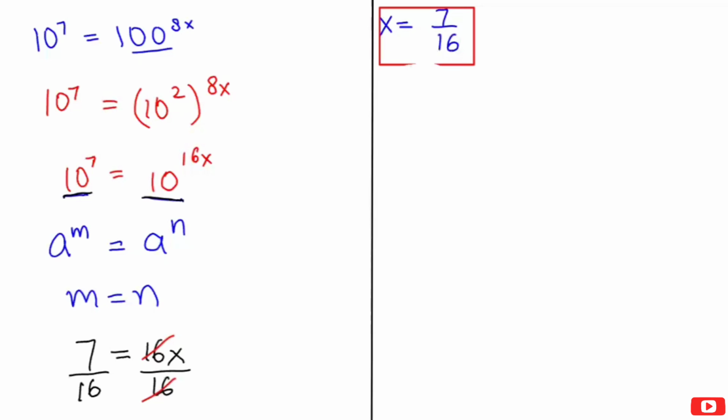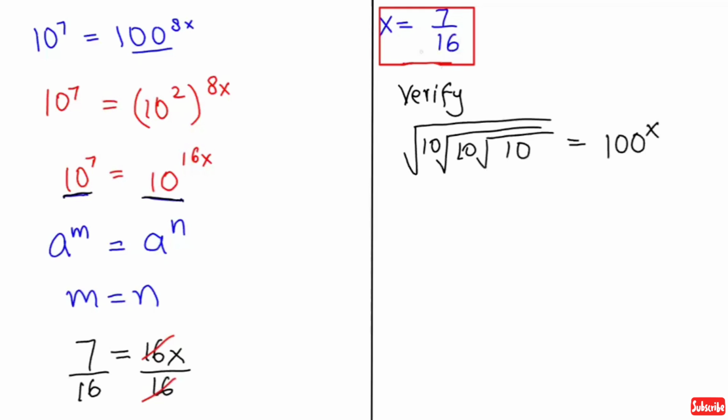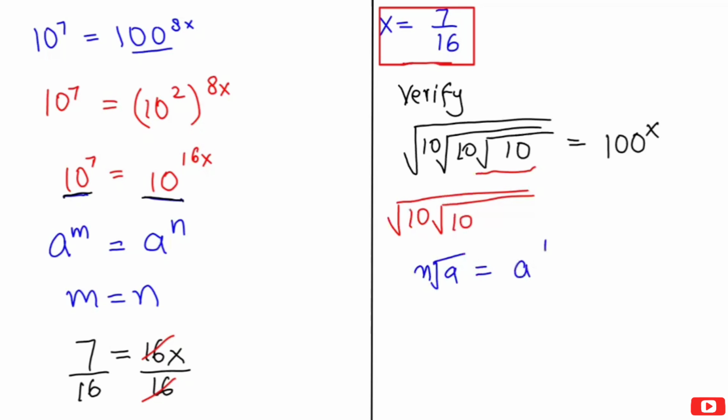Now it's time to verify my answer. Our equation is, now the value of x we are going to plug in here, that is 7/16. So root 10. We are going to use the radical property: the nth root of a can be written as a to the power of 1/n. So here the root is equal to 1/2 always. So I am going to write 10 to the power of 1/2 is equal to 100 to the power of 7/16.